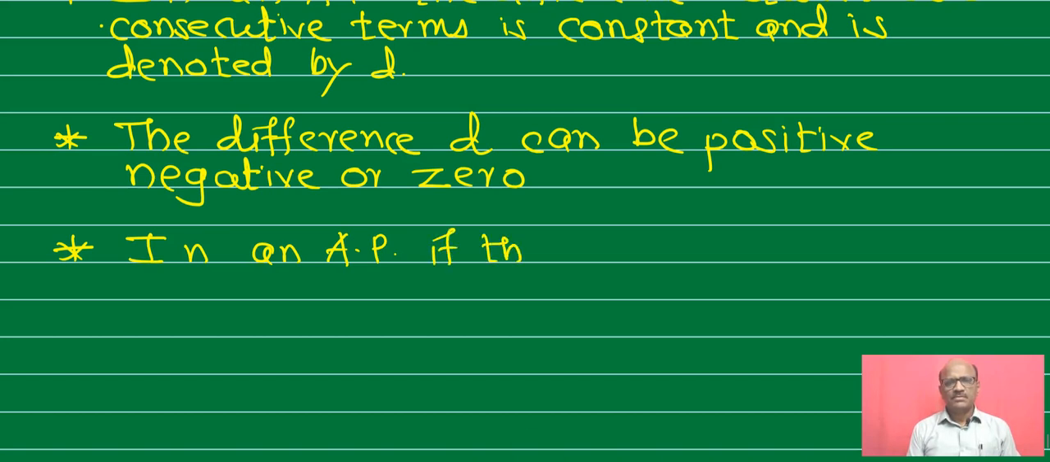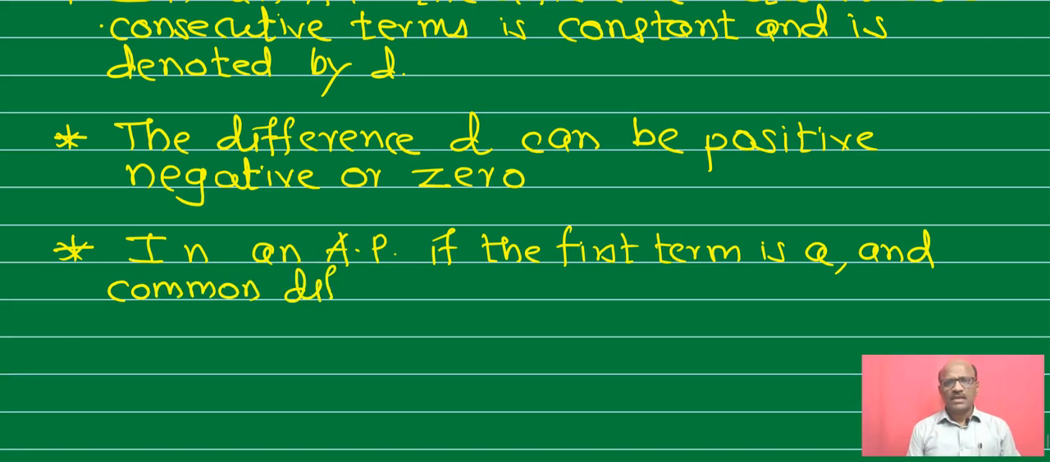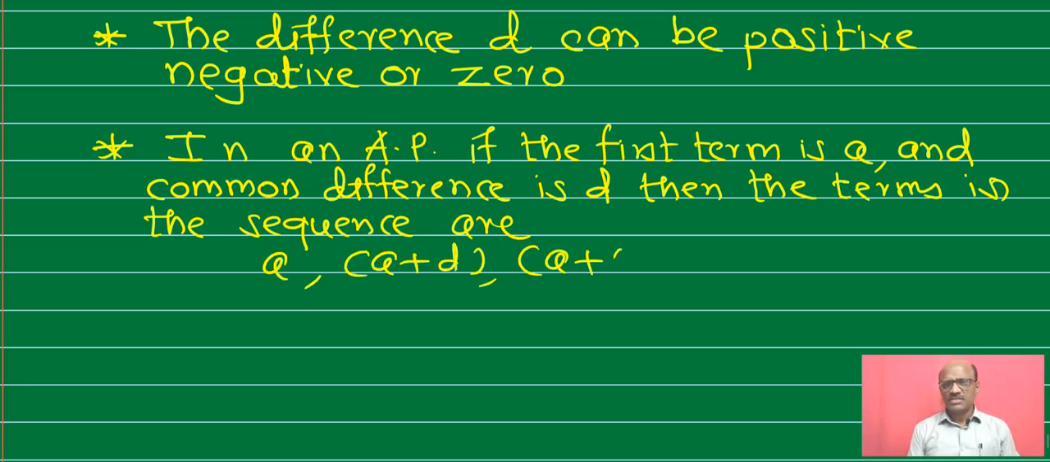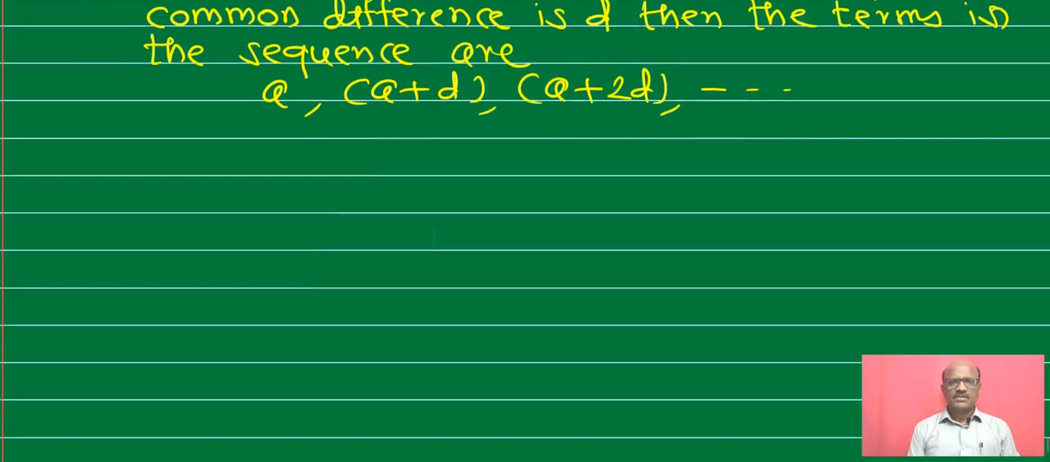In an AP, if the first term is A and the common difference is small d, then the terms in the sequence are A, second term will be A plus d, A plus 2d, and in this way प्रत्येक पुढचं टर्म हे d ने वाढत जाणार आधीच्या पेक्षा.